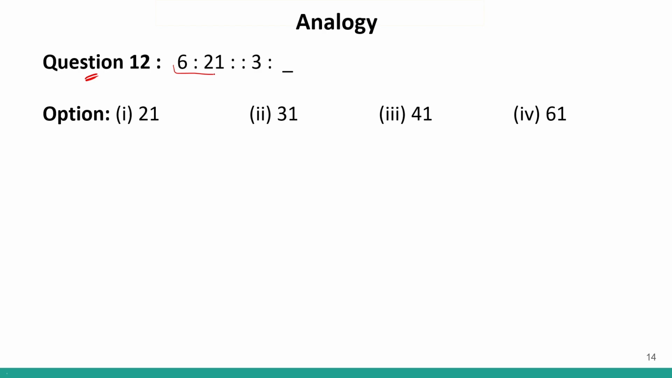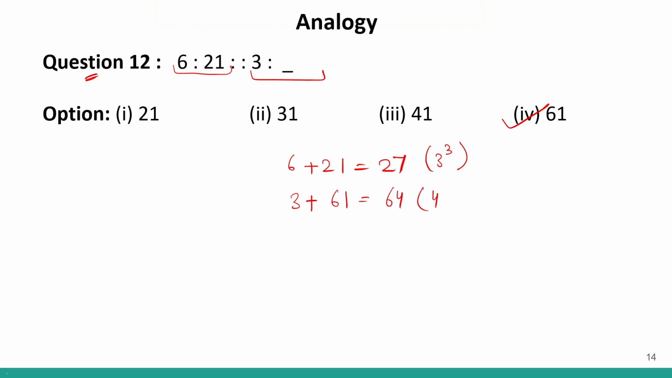Now what is the sum of 6 and 21? 6 plus 21, the sum is 27. Now 27 is 3 cube, right? So if I add 61, out of the given options, I will get 64, which is 4 cube. So the sum of these two numbers is equal to 3 cube and the sum of these two numbers is equal to 4 cube. So this is the logic that is used in this question. So answer will be option number 4, 61.